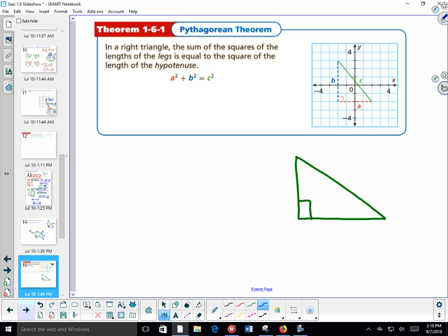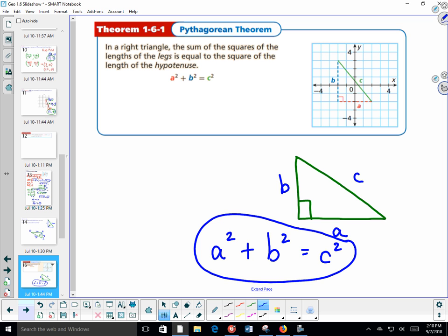So focus please. If I call this side A and this side B, these two sides are called the legs, and I'll call the hypotenuse C. What this theorem is saying is that if you take the sum of the squares of the legs, that means take leg A and square it, take leg B and square it, and add them. So A squared plus B squared equals the square of the hypotenuse, C squared. Are we okay with this?